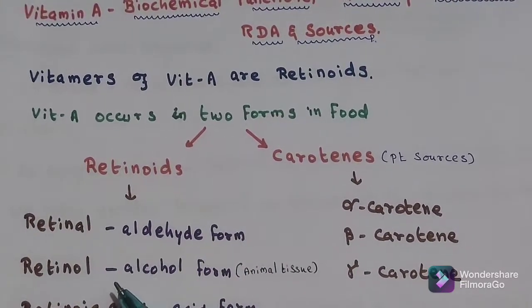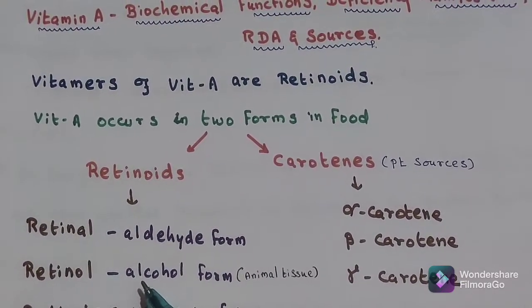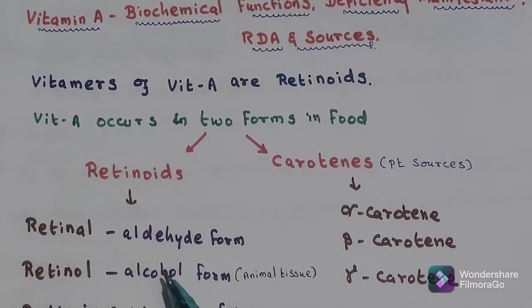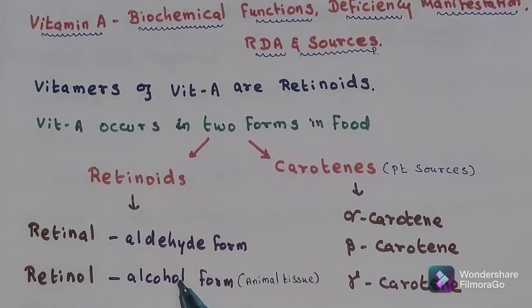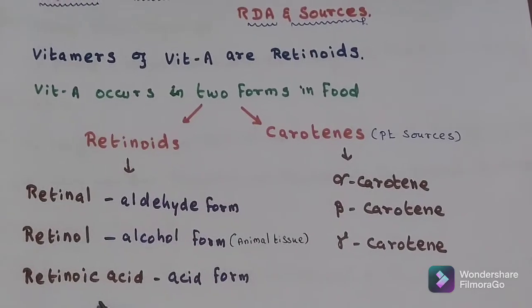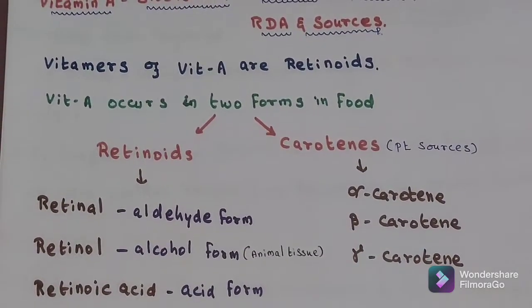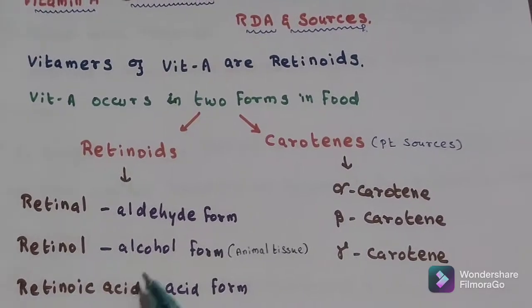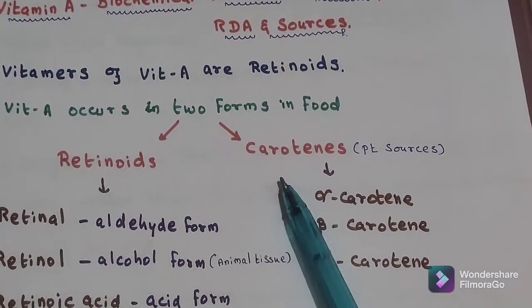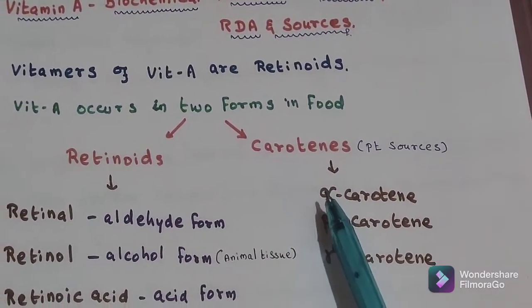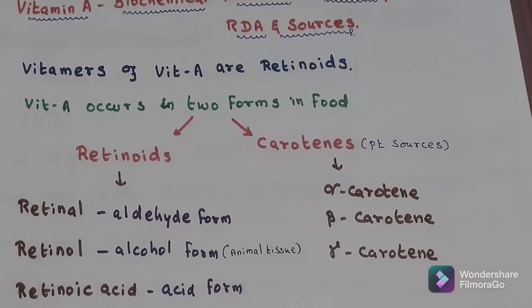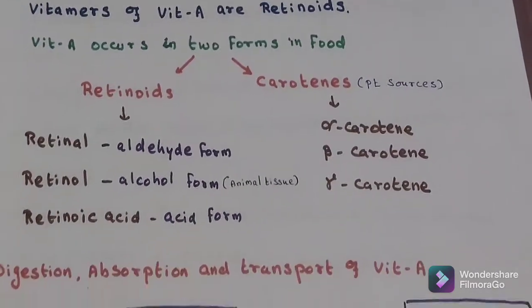Second one is retinol, the vitamin A alcohol form, present in animal tissue. Third one is retinoic acid, produced by oxidation of retinal. Second one is carotene. It has alpha, beta and gamma carotenes.